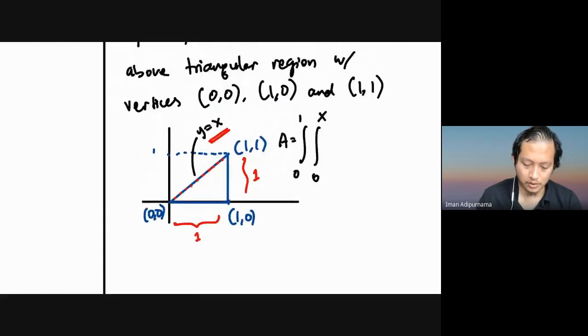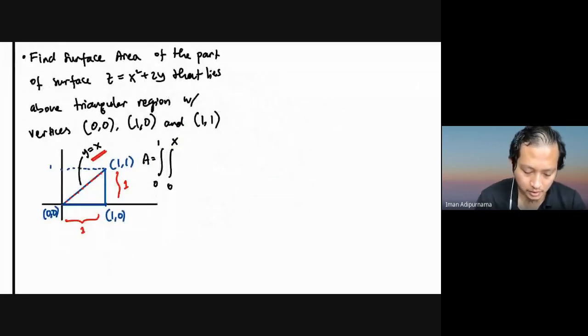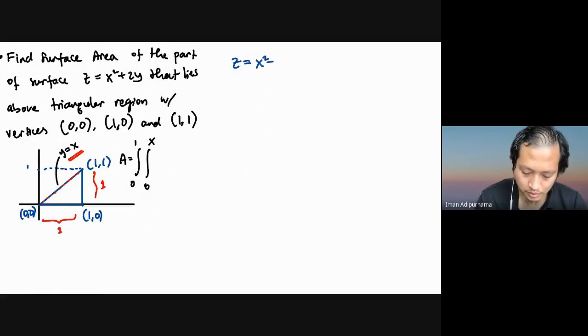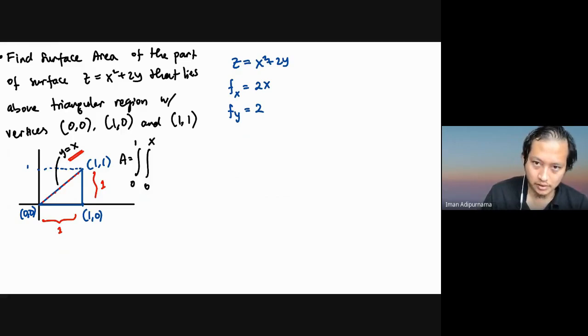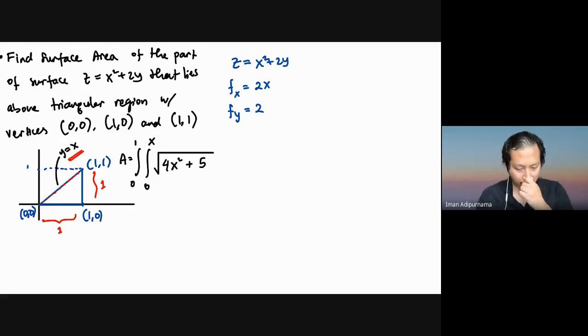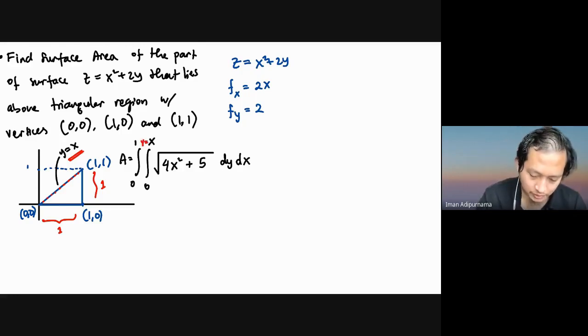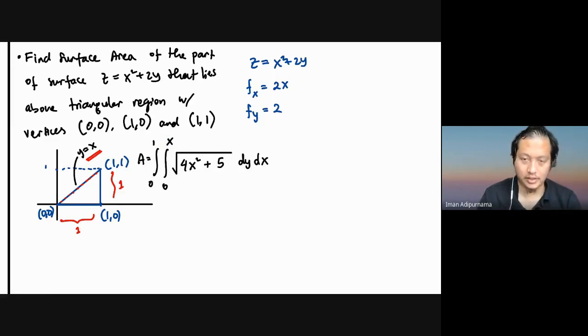maybe let's write here for the z. So z is x squared plus 2y. Let's make a partial x is 2x. A partial y it's 2. So I can directly input all this information inside here. So this will be 4x squared plus 4 and then plus 1. So it's plus 5. Okay. And I will write this will be dy and dx. Because this is y equal x, right? Okay. Now we can solve this.